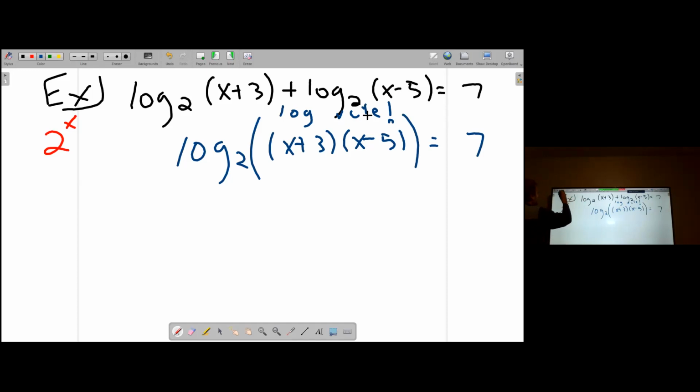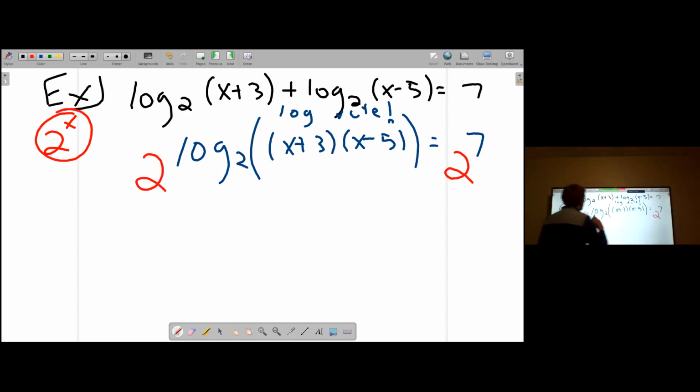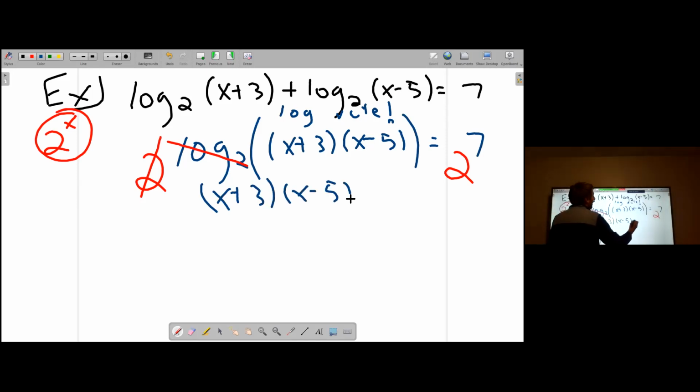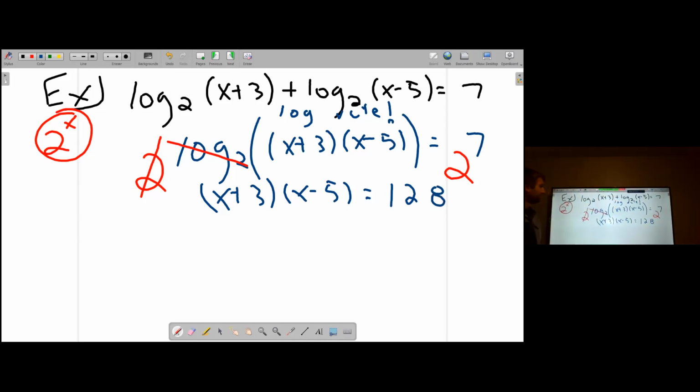Now that I've combined them, now I can do that thing that I was trying to do in red before, which is apply the 2 to the x function to both sides, like this. Now this is going to cancel, and I'm left with x plus 3, x minus 5 is equal to 2 to the 7th, which is... what is 2 to the 7th? So 2 to the 5th is 32, 2 to the 6th is 64, so this must be 128. There you go.